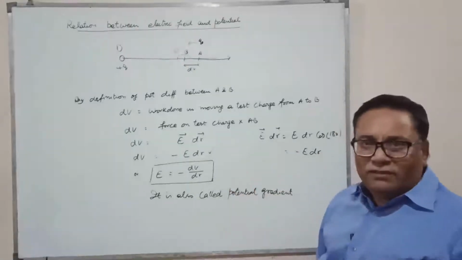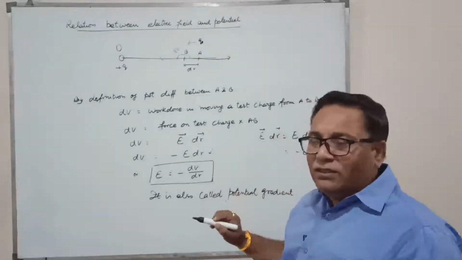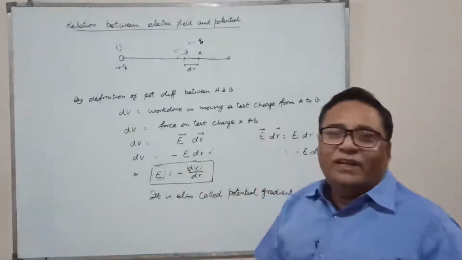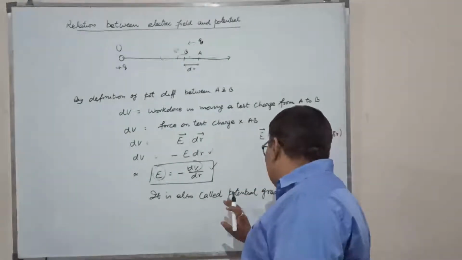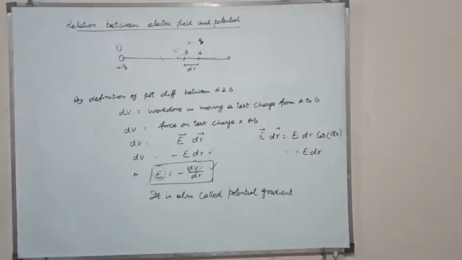This is the expression. And E is equal to minus dV by dr. This is the relation between potential difference and the electric field intensity. This relation is also known as potential gradient. In different numericals it is used.